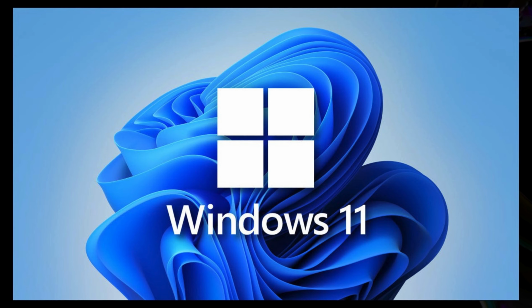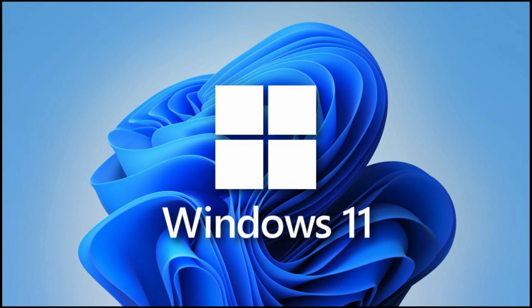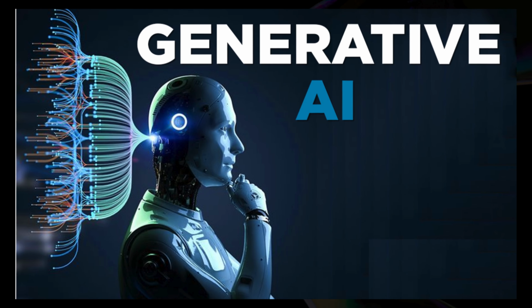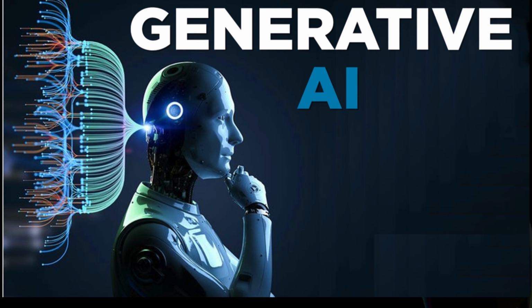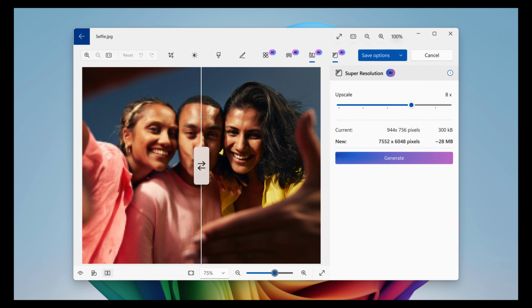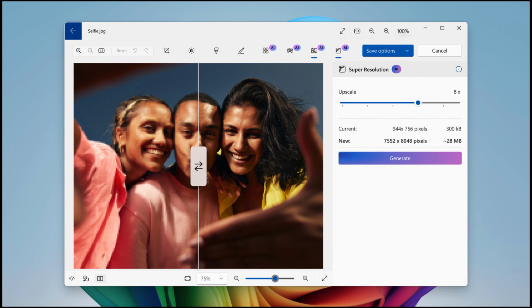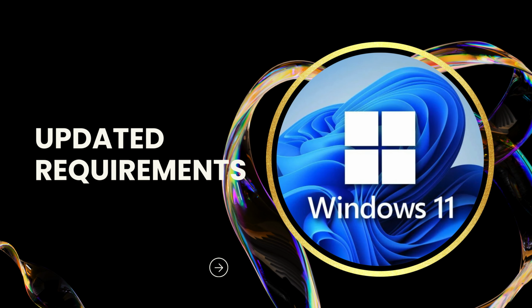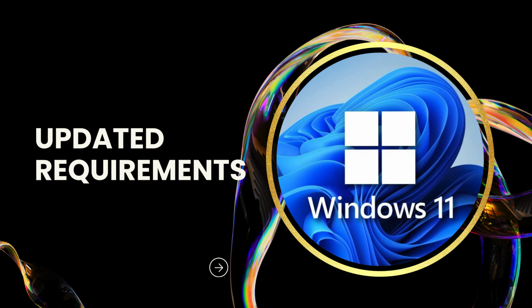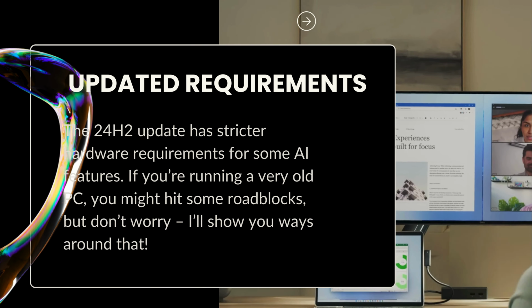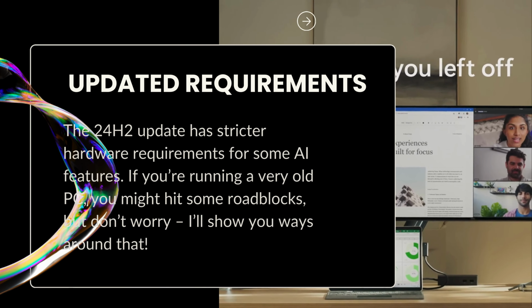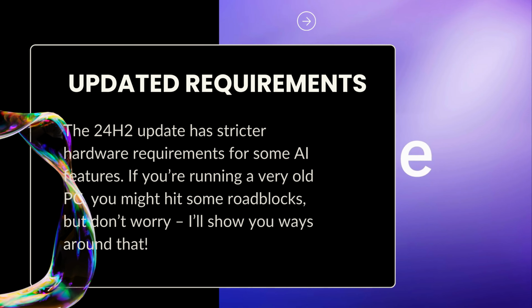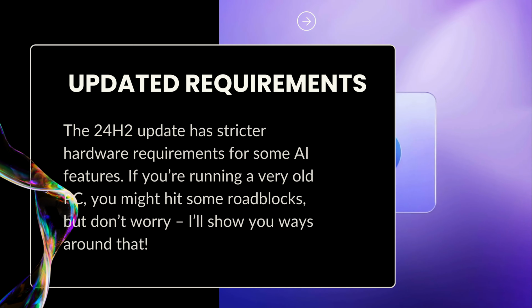Windows 11 24H2 might look like the same old Windows 11, but it's packed with improvements. Generative AI features: new AI tools can help with tasks like creating content and answering questions. Keep in mind that these features need newer hardware. Updated requirements: the 24H2 update has stricter hardware requirements for some AI features. If you're running a very old PC, you might hit some roadblocks, but don't worry, I'll show you ways around that.